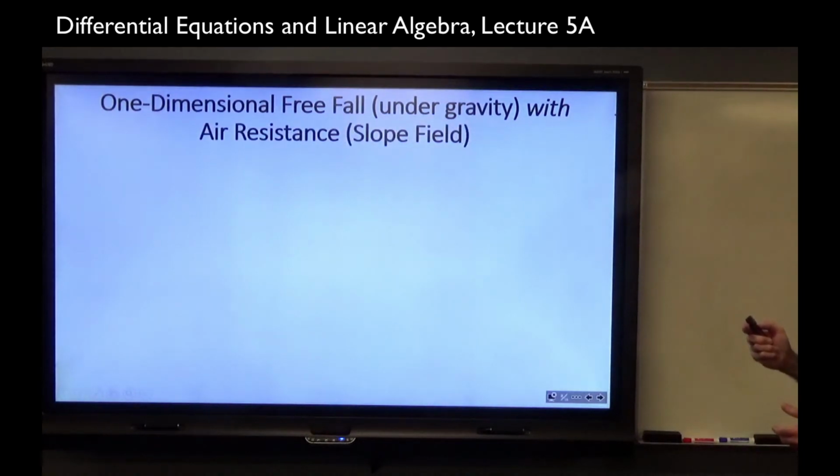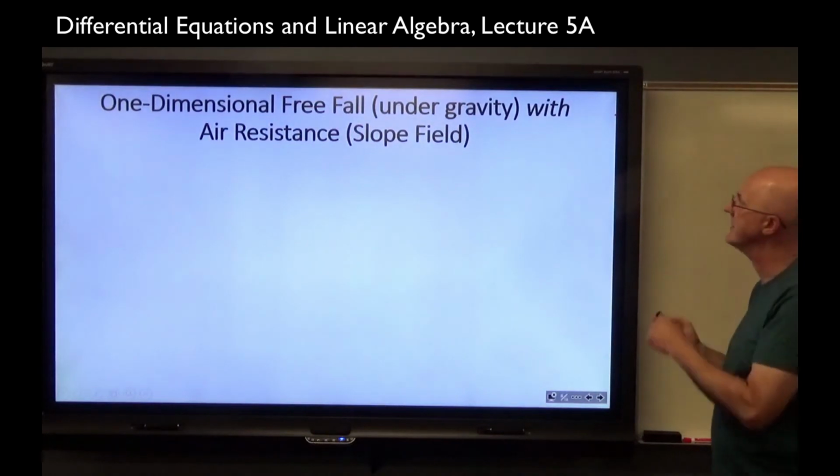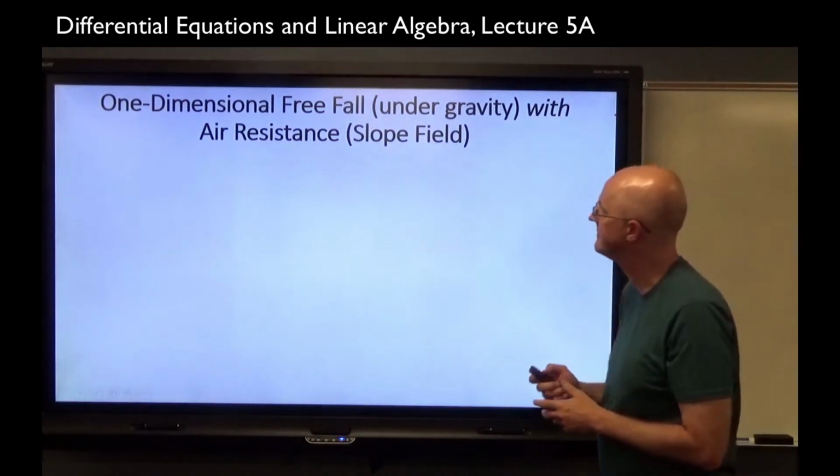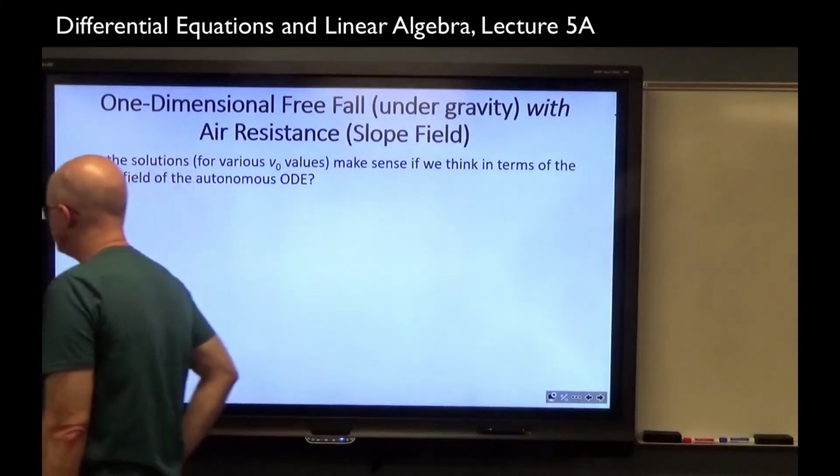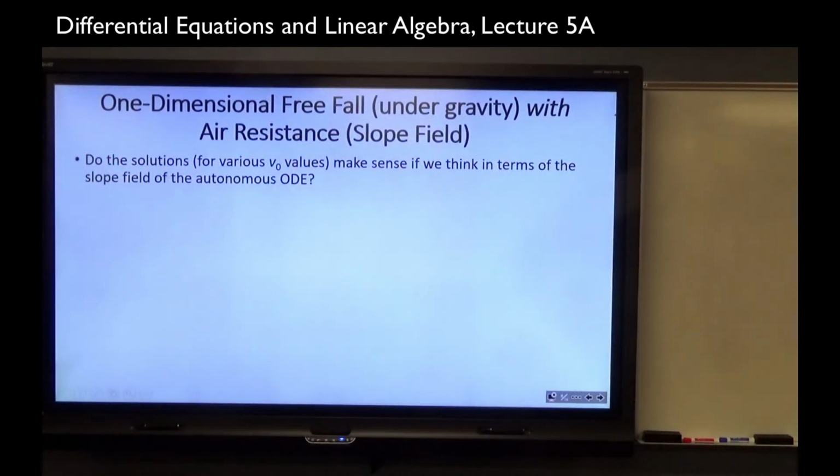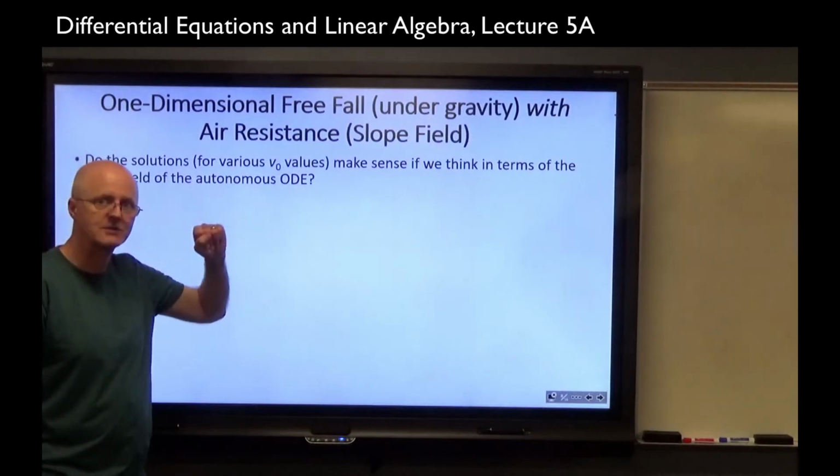One-dimensional free fall under gravity with air resistance again, we're continuing. But now we're going to think about the slope field. Do the solutions for the various initial velocities make sense if we think in terms of the slope field of the autonomous ODE? Again, ODE means ordinary differential equation.